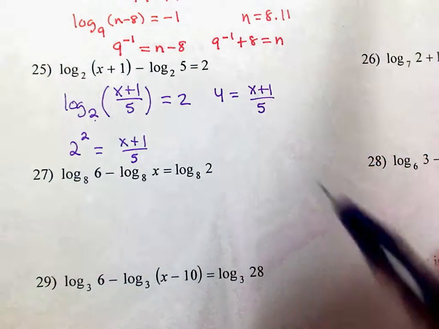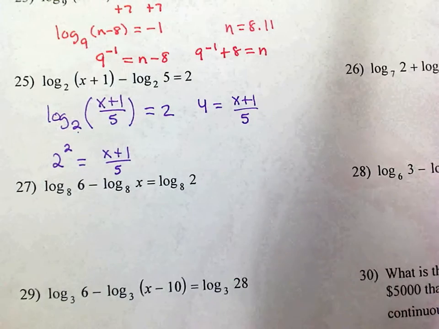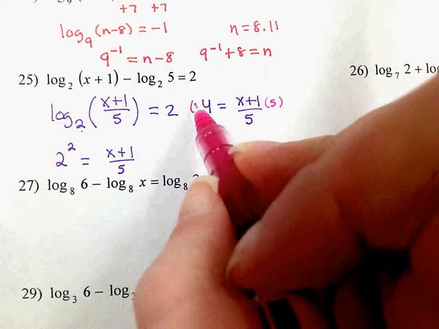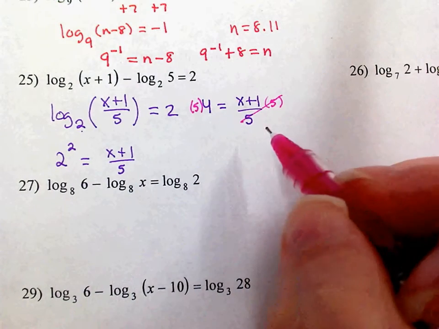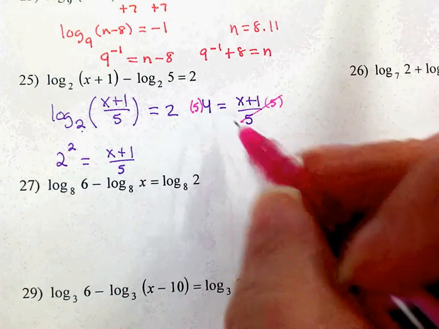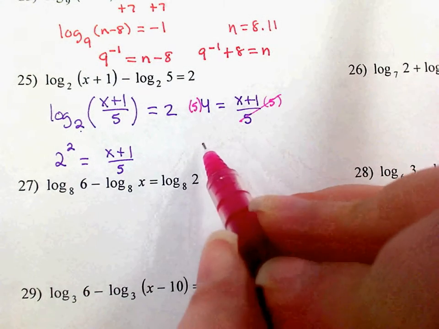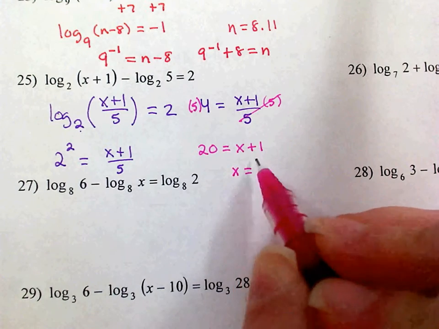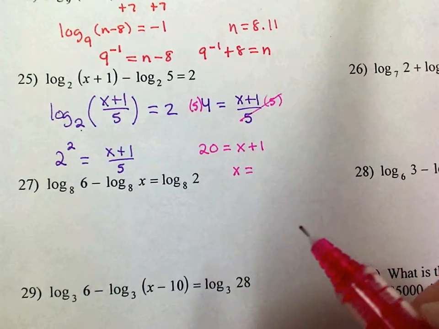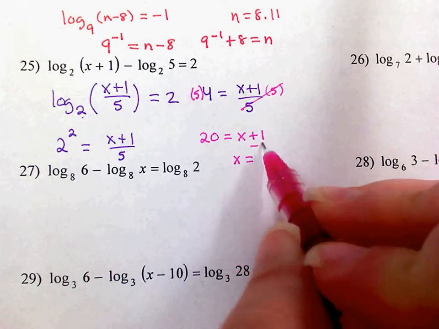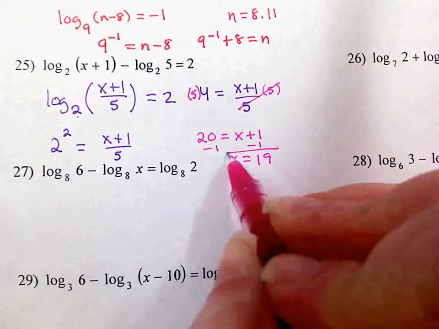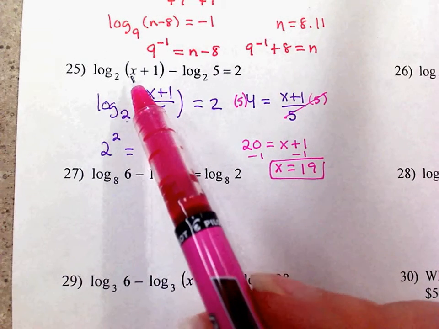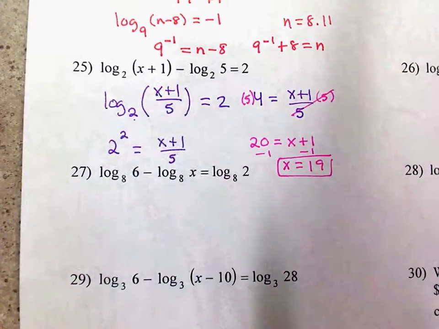Now, what would you guys do to the 5? Exactly. Well, they're actually the same thing. But she's right. You either multiply both sides by 5 or cross multiply. It ends up with the same thing. So I've got 20 equals x plus 1. So what's my answer? 5 times 4? Okay. So minus 1 from both sides, and x equals 19. When I plug in 19, do I get log of a positive number? 19 plus 1 is positive, so I'm good.